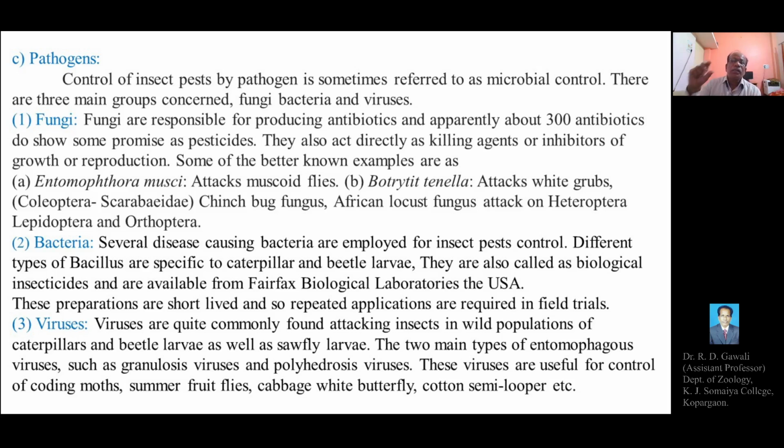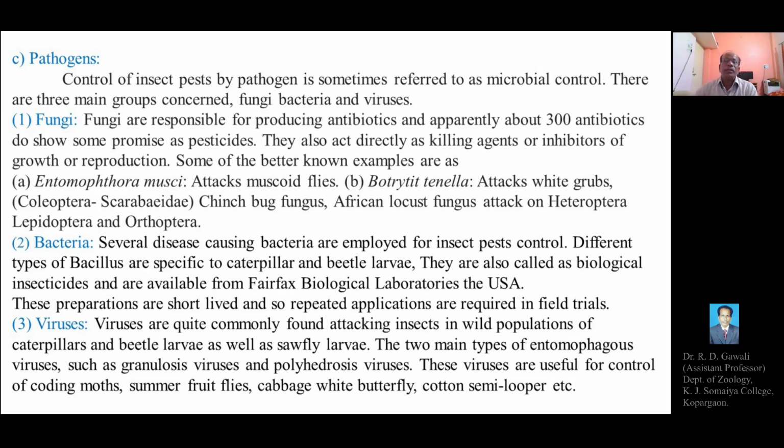These preparations are short-lived, and so repeated applications are required in field trials. The use of these bacterial biological insecticides will have to be repeated from time to time. Short-lived means they remain active for a shorter period of time, and hence repeated applications are essential in the field so as to control the pest effectively.